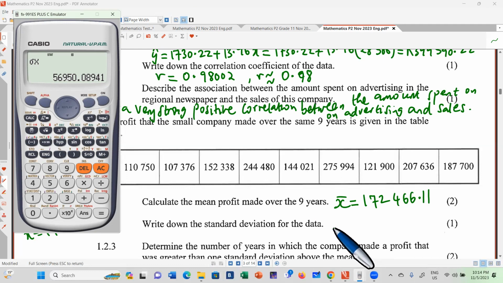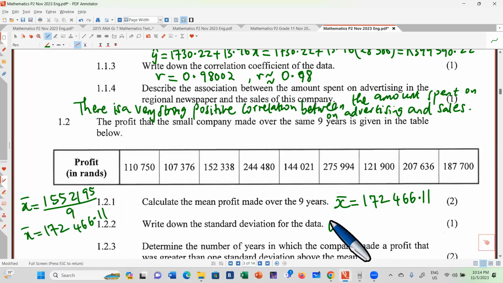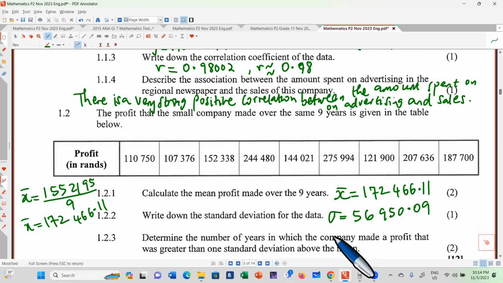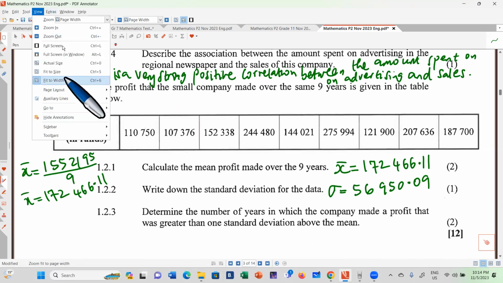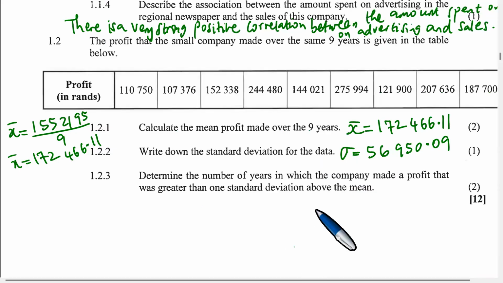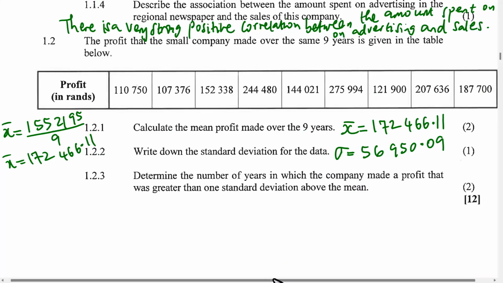So the standard deviation is written normally as sigma. We call this sigma. We have seen that. So it is 56,950.09. So that is the standard deviation. Then after we got the standard deviation, we pretty much are done with the calculations, calculator usage. So we already have 100% in the exam, and therefore we are delighted.